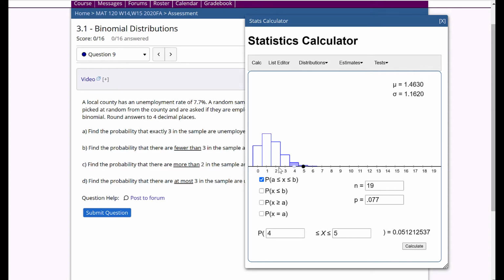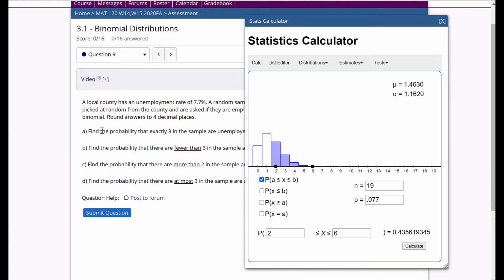Now, the histogram that's drawn, if you'll notice, a lot of these columns here are really short. That happens a lot with binomial distributions. It's just part of how the distribution works. So that's okay. We have the information available to us to answer our questions.